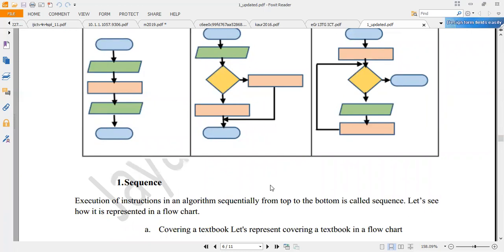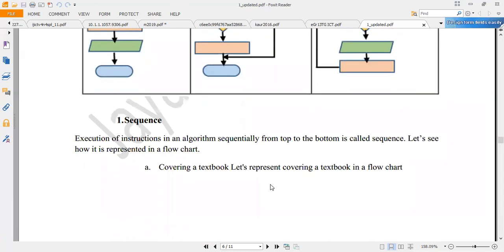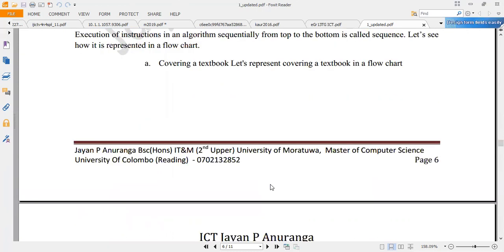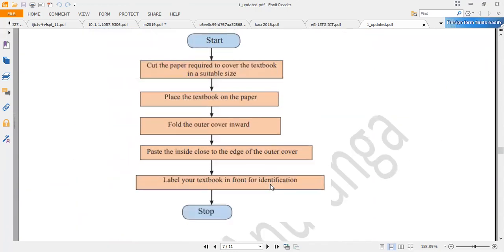I will explain more about these three approaches. First one is sequence. Execution of instructions in an algorithm sequentially from top to bottom is called sequence. Let's see how it is represented in a flowchart. Let's represent covering a textbook in a flowchart. This is the linear action, top to bottom. There are processes, no input output, and two symbols to demonstrate start and stop status.